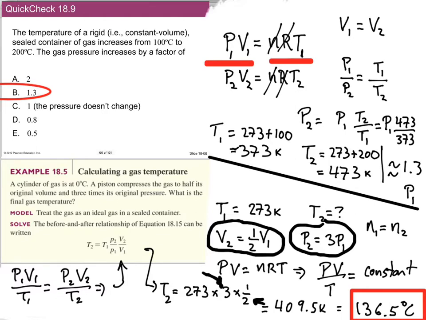All right, so another application, another problem where we're just applying the ideal gas law, PV equals nRT.